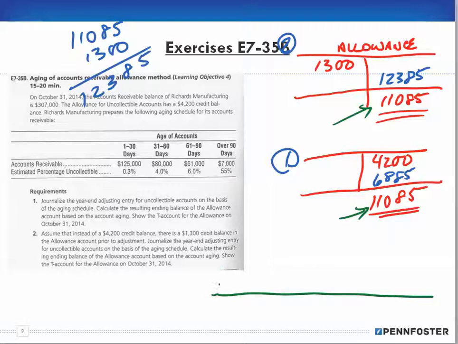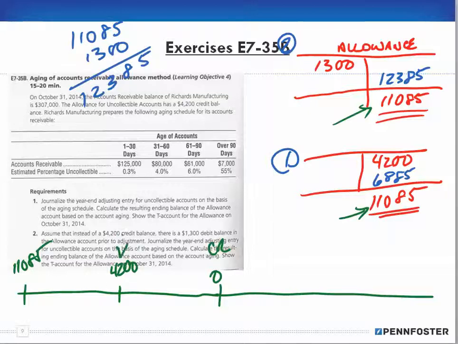To give some kind of visualization, use a number line if you have to. Okay, let me go across here like this. This is 0. Now, for the allowance for doubtful accounts, remember, this is a contra account. The normal balance for this account is a credit, right? So we're going to start out someplace on the number line at 4,200. Remember, this is a credit of 4,200. We need to get to a credit balance of 11,085.